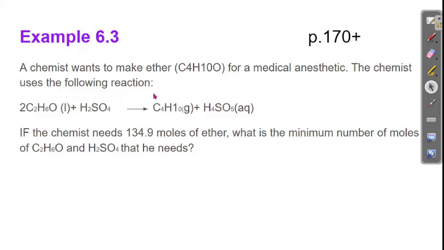The chemist uses the following reaction, and the reaction is given to you. That means it's been balanced. Yay, you don't have to balance it. If the chemist needs 134.9 moles of ether, what is the minimum number of moles of this reactant and of the sulfuric acid here that he needs? How do we solve this? Well, stoichiometry is going to come to the rescue.